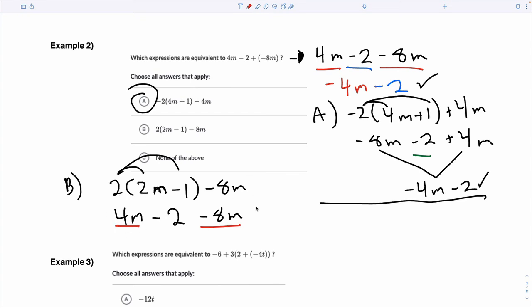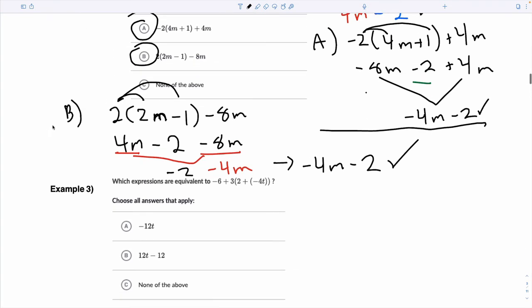Good. Okay. And negative 2 is dropped down. Negative 2 minus 4m, is that the same, Aiden? Why? Because it's just flipped. You can always flip your expressions if they have the same sign. So does B work for this one, whole class? Yeah, it works. Negative 4m minus 2 is the same as A and the same as our answer. Circle A and B and move on.